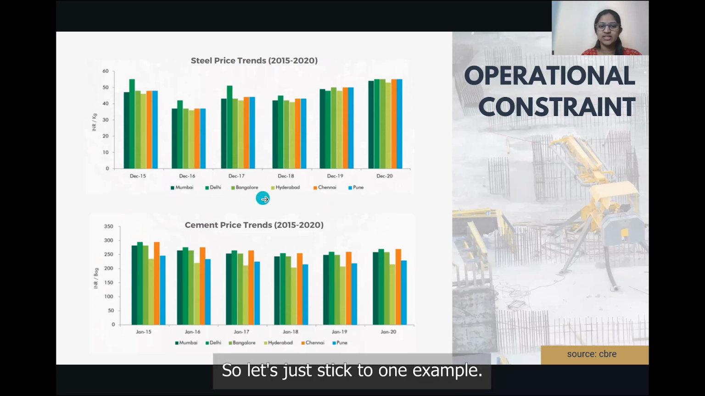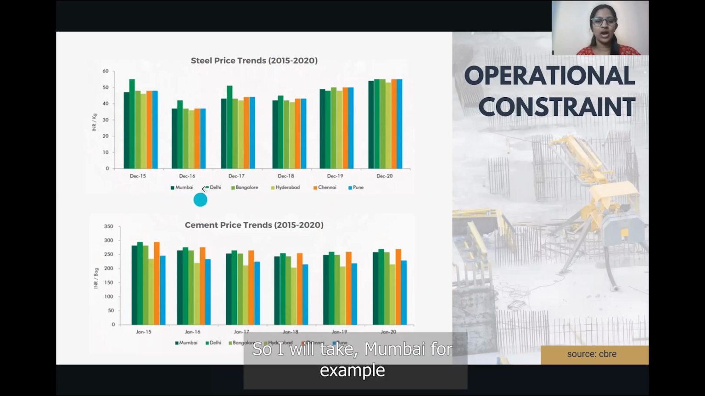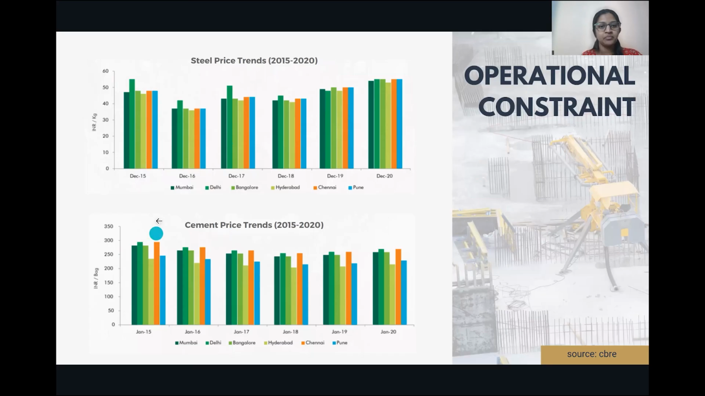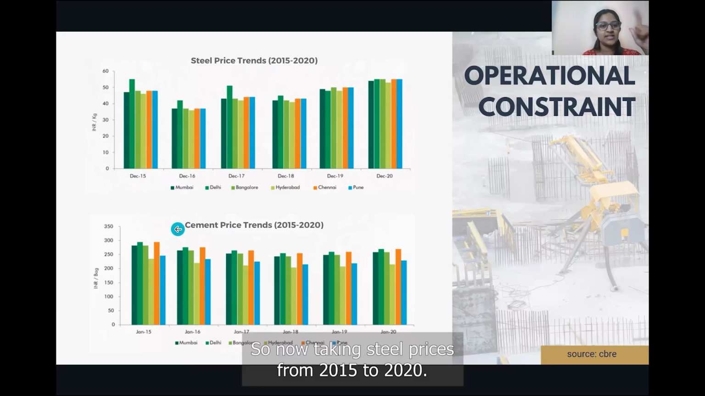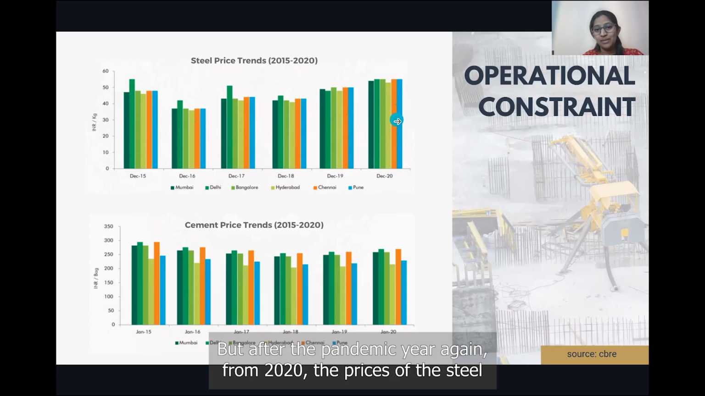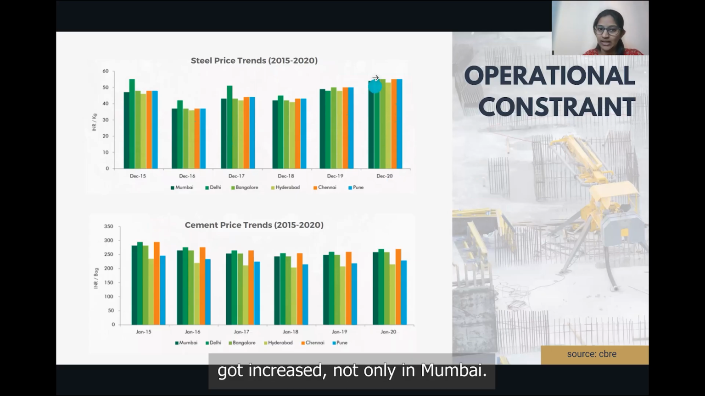Let's just stick to one example. I will take Mumbai, because it is first and it will be easy for comparison. Now, taking steel prices from 2015 to 2020, Mumbai steel prices went up and down, as you can see. But after the pandemic year, from 2020 the prices of steel increased.